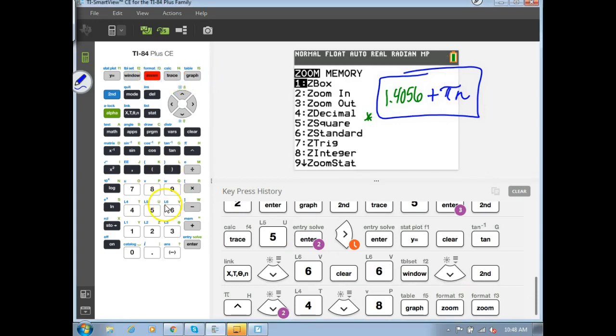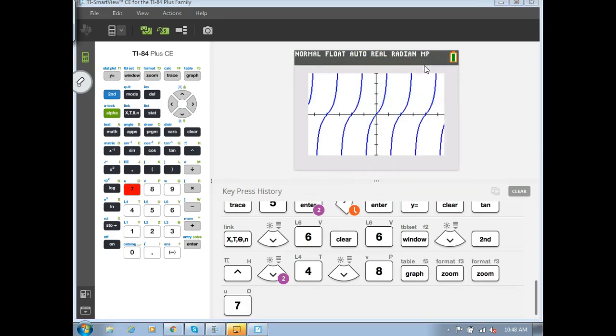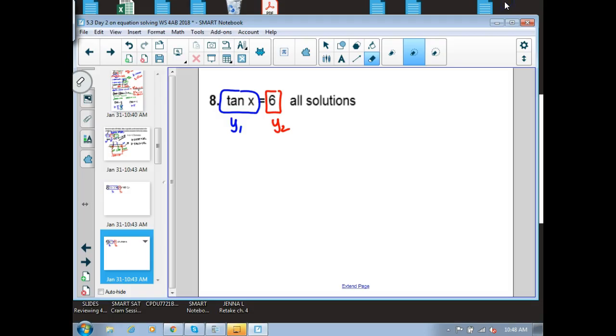If you ever hit zoom trig, which is zoom 7, you're going to see some beautiful trig curves. But like I said, I don't necessarily know we needed that entire domain to see what was going on. Alright. Oops, I didn't write that down in the right spot. What did we just get?